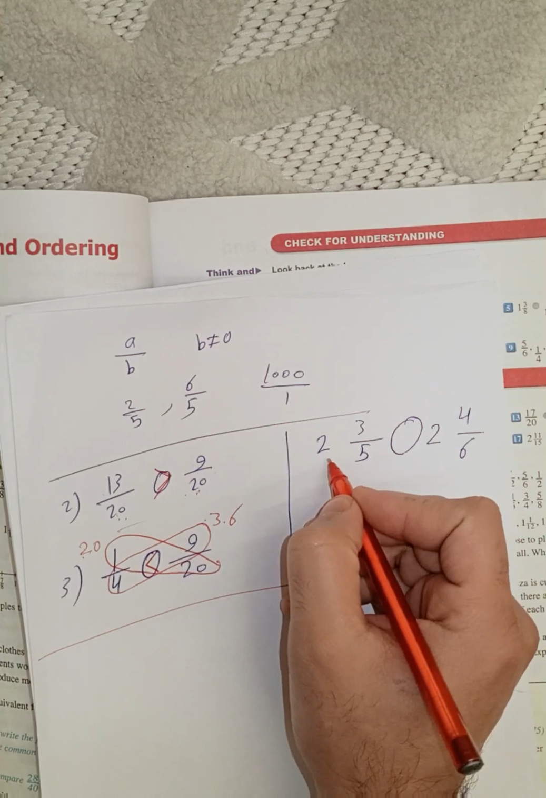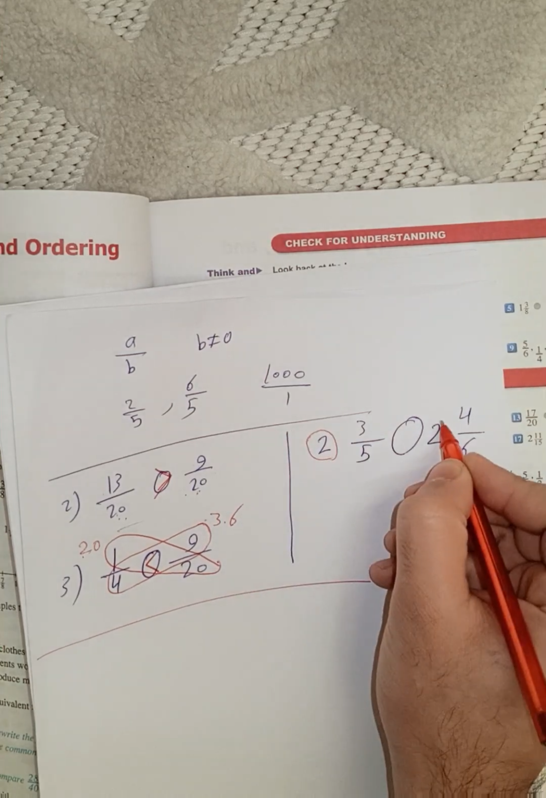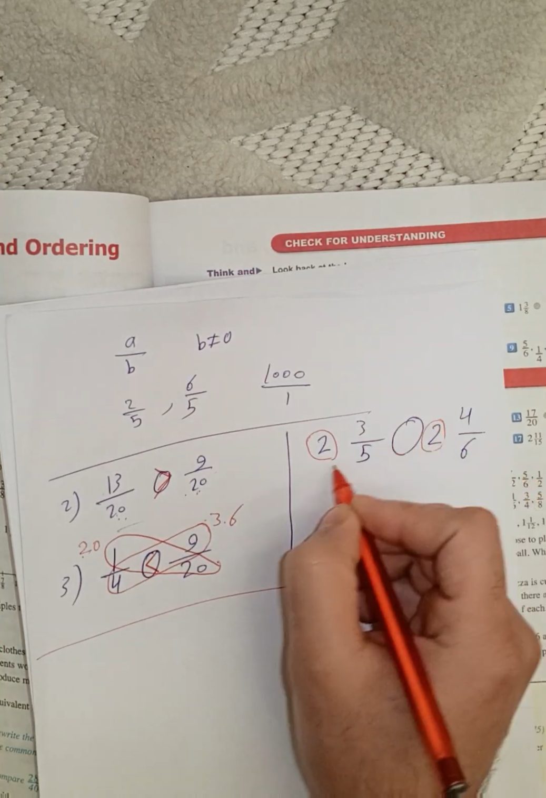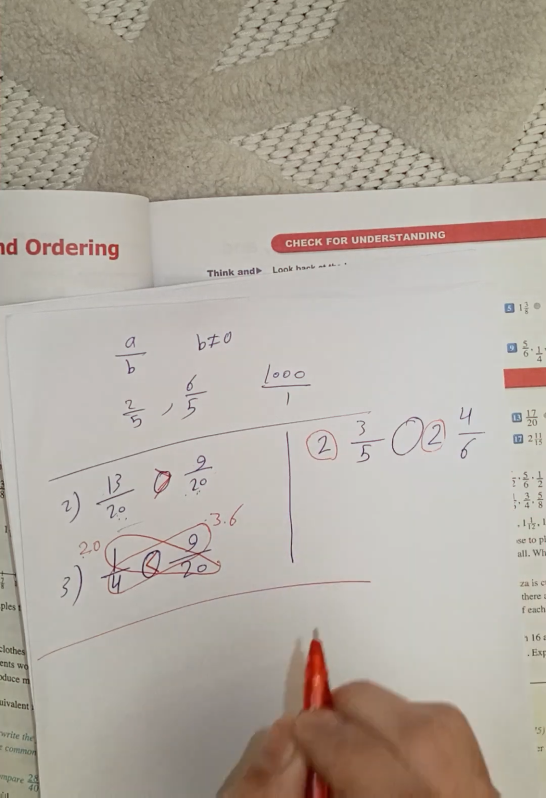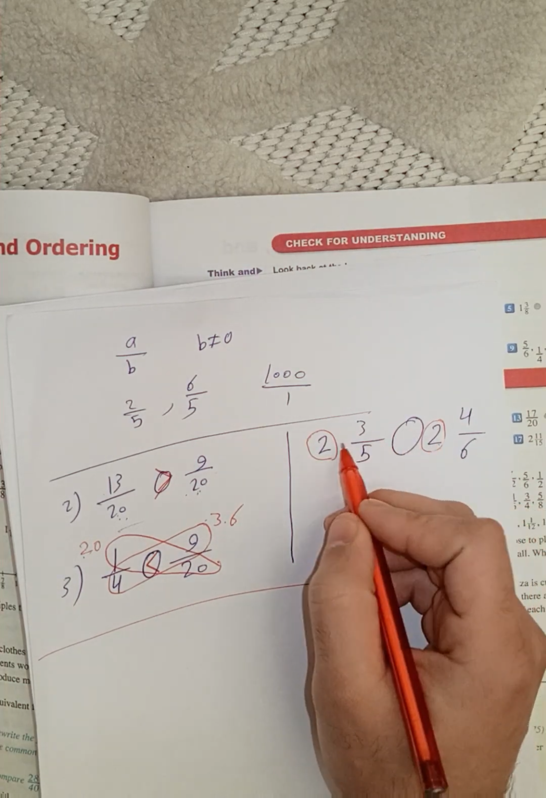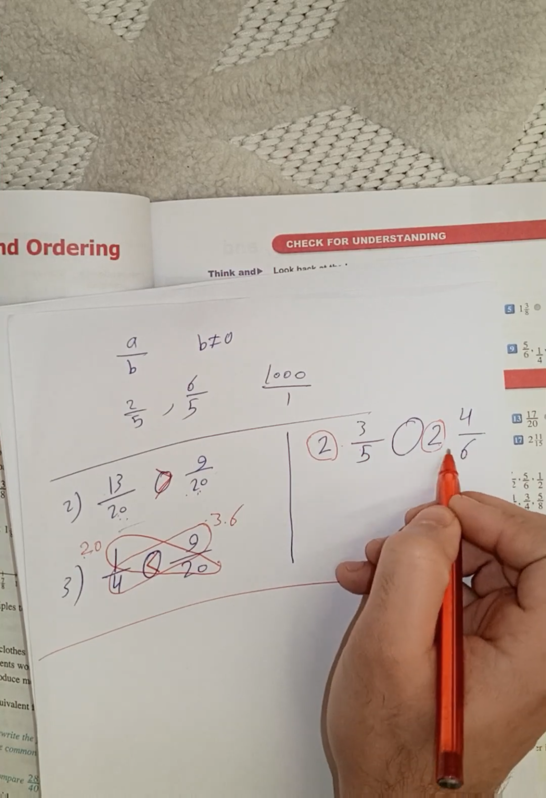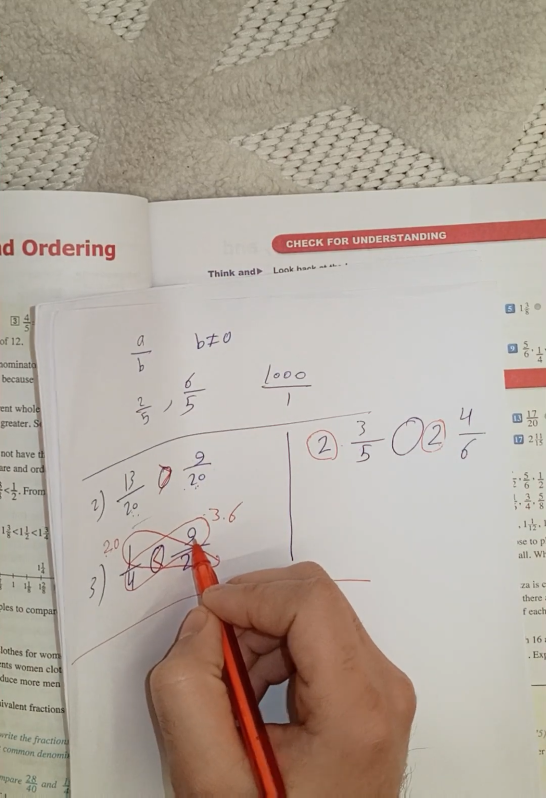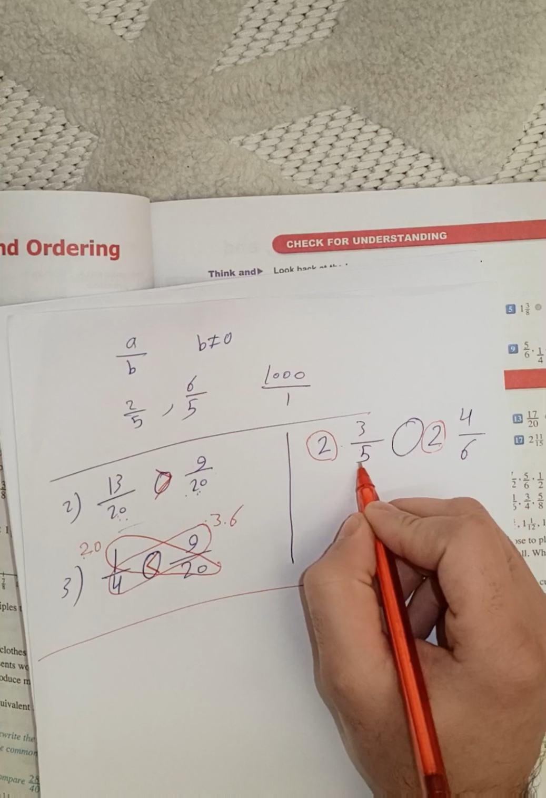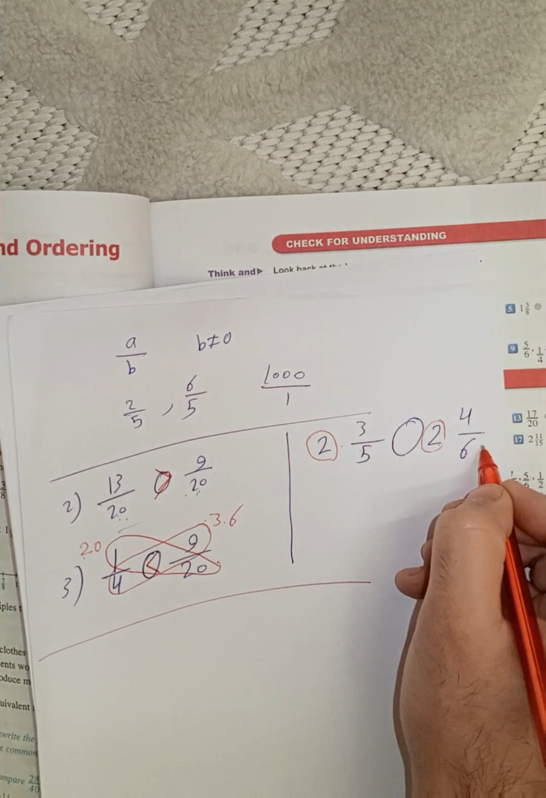First, look at the whole numbers. Are the whole numbers the same? 2 and 2 are the same. If the whole numbers are the same, you have to compare the fractions. How? By the way that we studied. Okay? The denominators are not the same, so use the butterfly way.